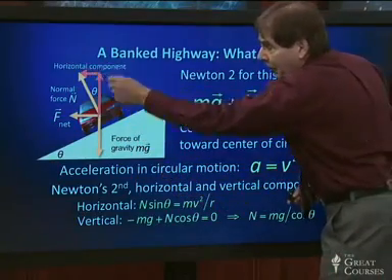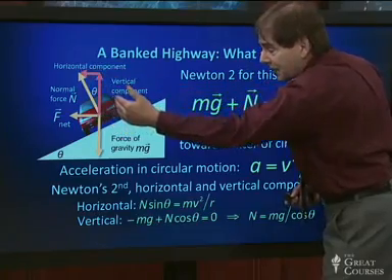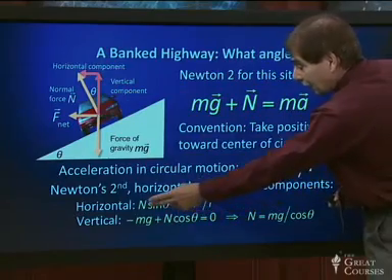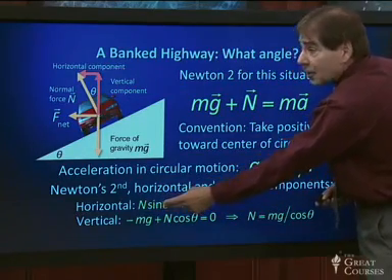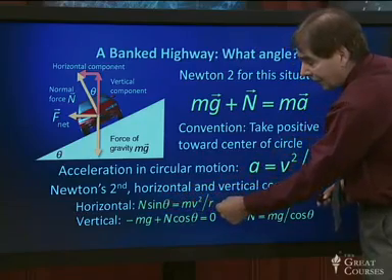And the horizontal component is the opposite. So the horizontal component over the normal force is the sine. And so the horizontal component of the normal force is n sine theta. There is no horizontal component of gravity. So n sine theta is mv squared over r.